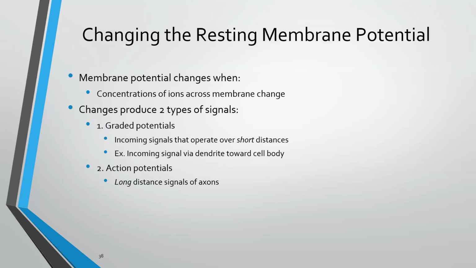All right, changing the resting membrane potential. So membrane potential changes when the concentration of the ions across the membrane changes. And those changes produce two types of signals. So you have graded potentials, which are incoming signals that operate over short distances. Okay, so an incoming signal via a dendrite towards the cell body, and it's only in a very short, limited area. Action potentials, however, go a long distance across those axons.